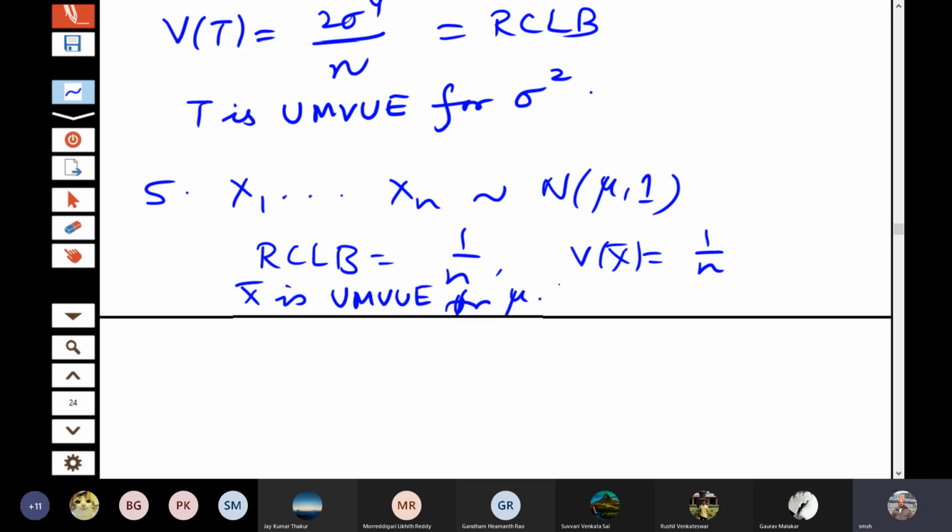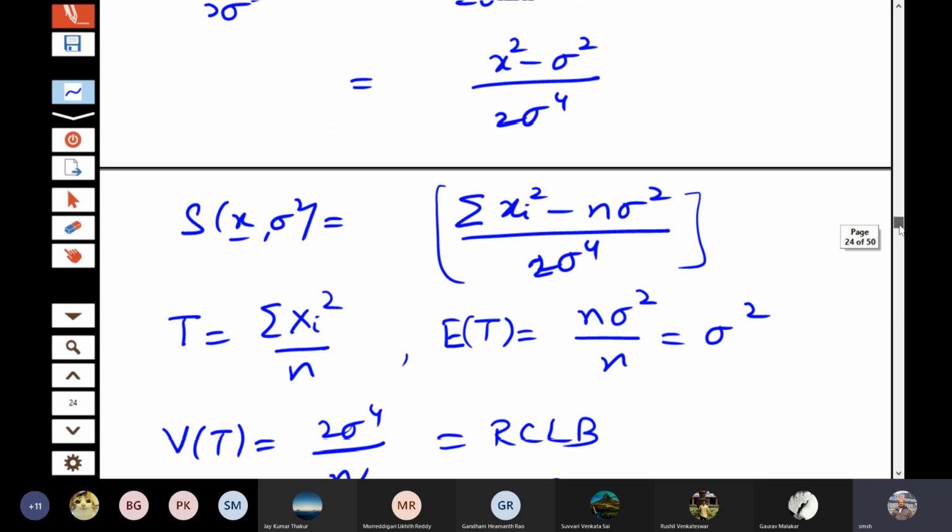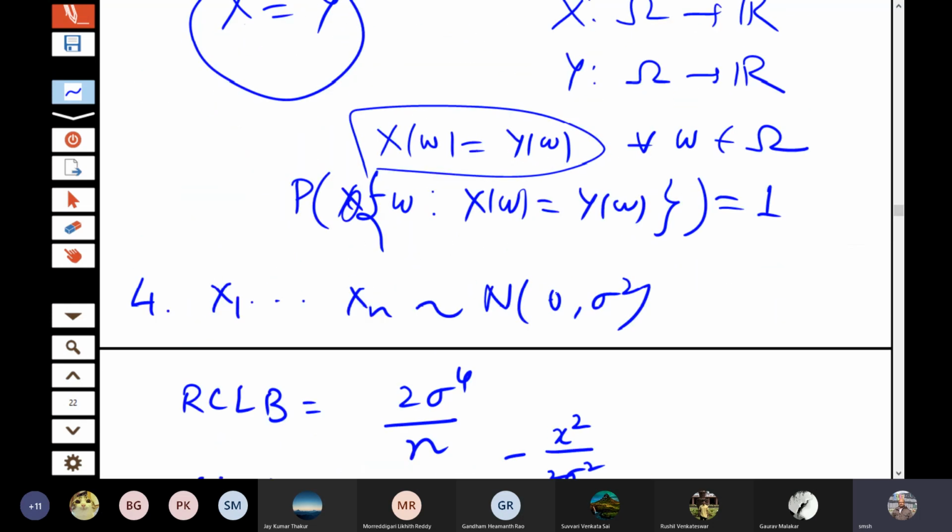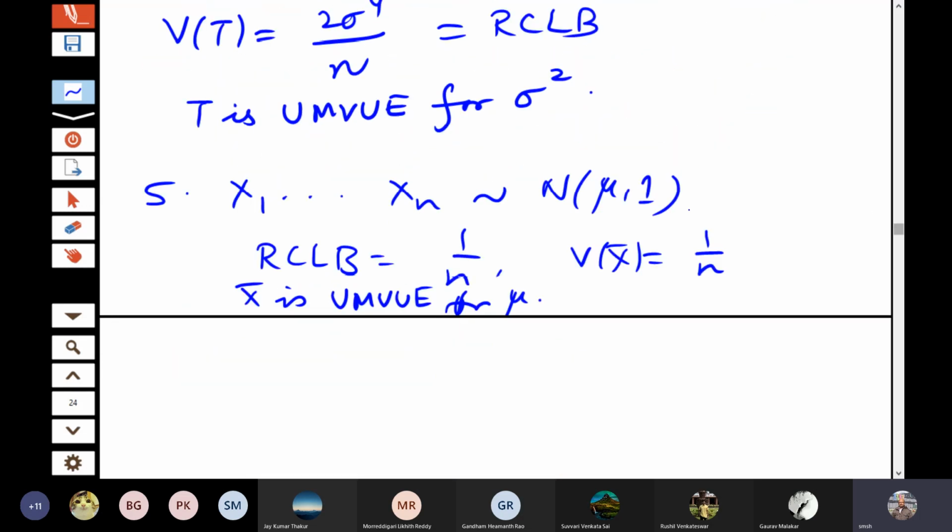Note here that in this normal distribution there are actually two parameters, mu and sigma square. But I have not taken both parameters simultaneously. In one case, I took sigma square equal to 1, which means mu is the parameter. In the second case, I have taken normal 0, sigma square, so mu is 0 and sigma square is the parameter. So from the Rao-Cramer lower bound methodology, I am able to obtain the results separately for both of them. But I cannot apply this method jointly here, and that is a limitation of this method.